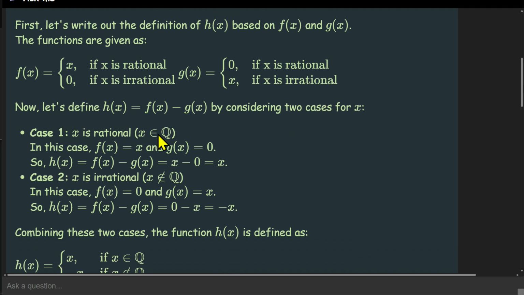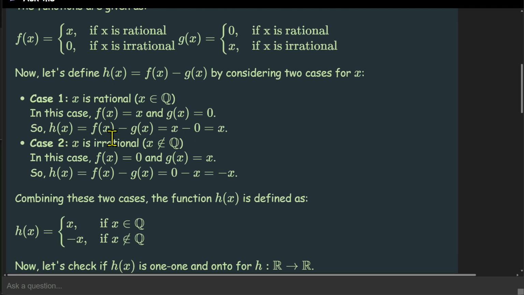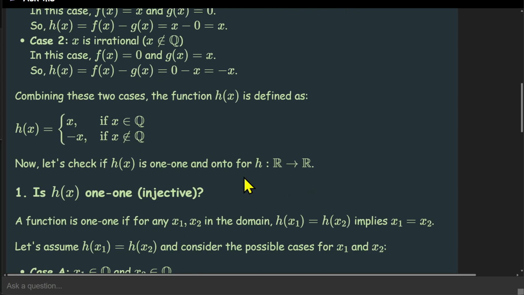Case 1. x is rational, x belongs to Q. In this case, f of x equal to x and g of x equal to 0. So h of x equal to f of x minus g of x, that is x minus 0, equal to x. Case number 2. x is irrational, x does not belong to Q. So in this case, f of x equal to 0 and g of x equal to x. So h of x equal to f of x minus g of x, that is equal to 0 minus x, which is minus x. Combining these two cases, the function h of x is defined as x, x belongs to Q, and minus x, x does not belong to Q.